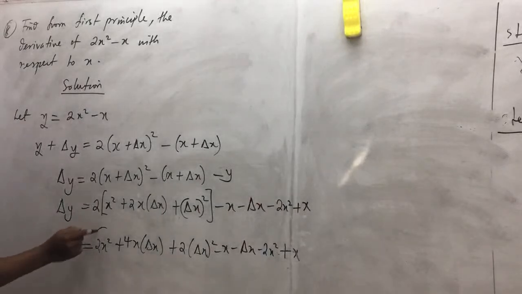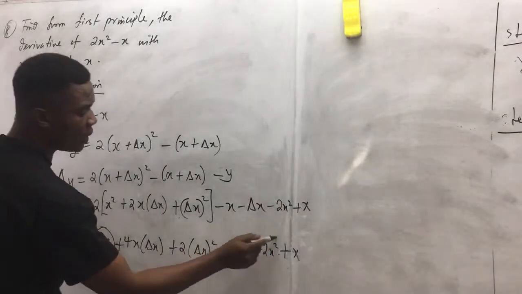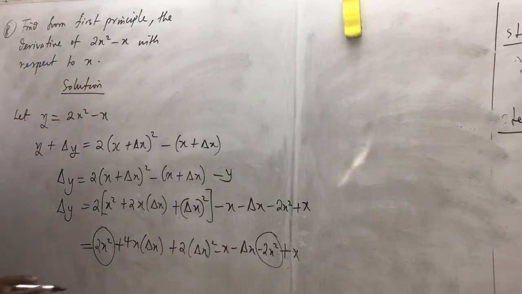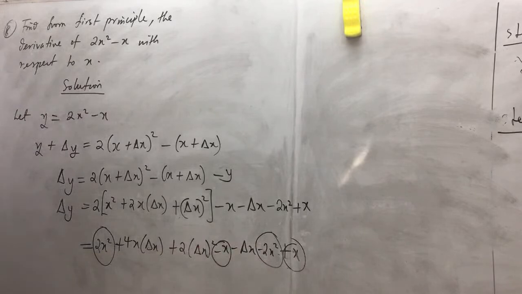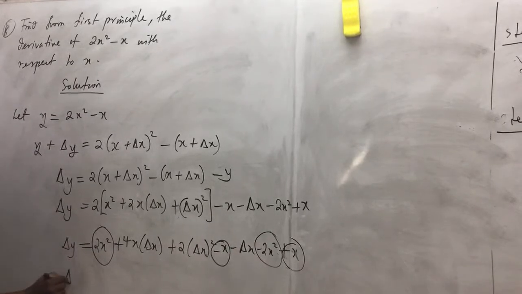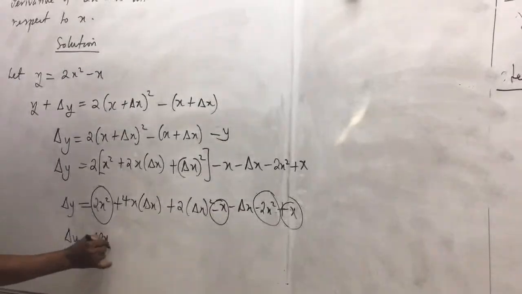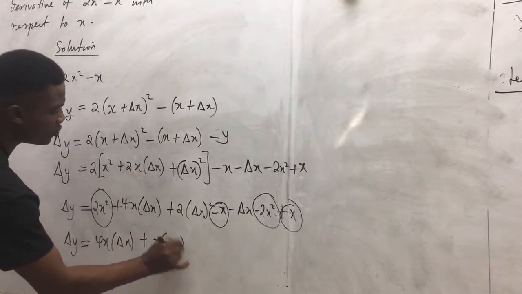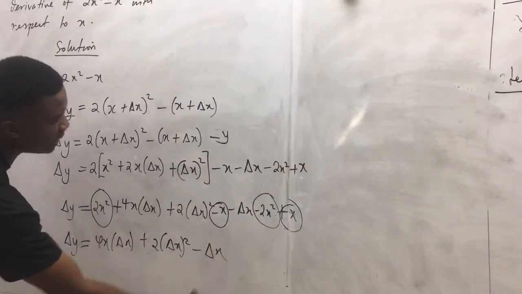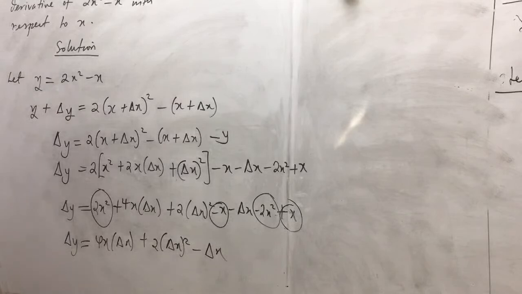Now we will look at what simplifies. 2x squared minus 2x squared gives you 0, so that goes. x minus x plus x gives you 0, so it goes. And we are left with the following. So change in y, which was this, becomes 4x in bracket change in x plus 2 change in x all squared minus change in x. Okay? So it simplifies to this. Okay?